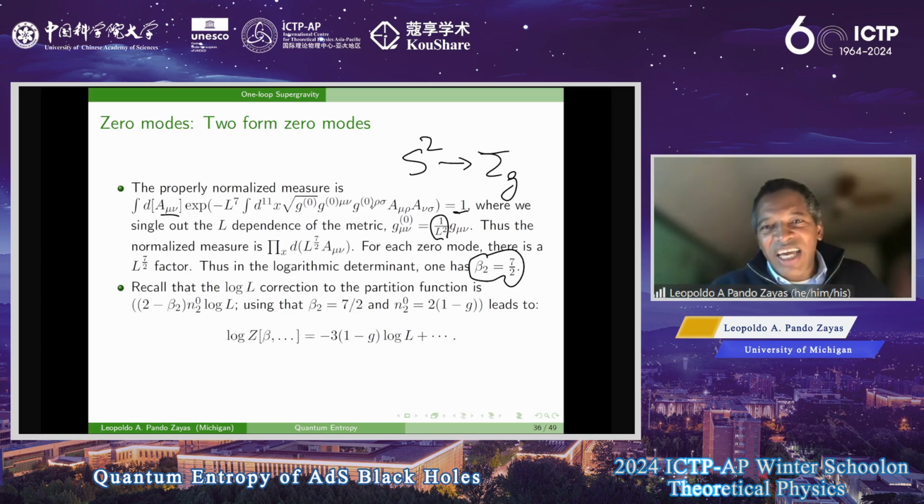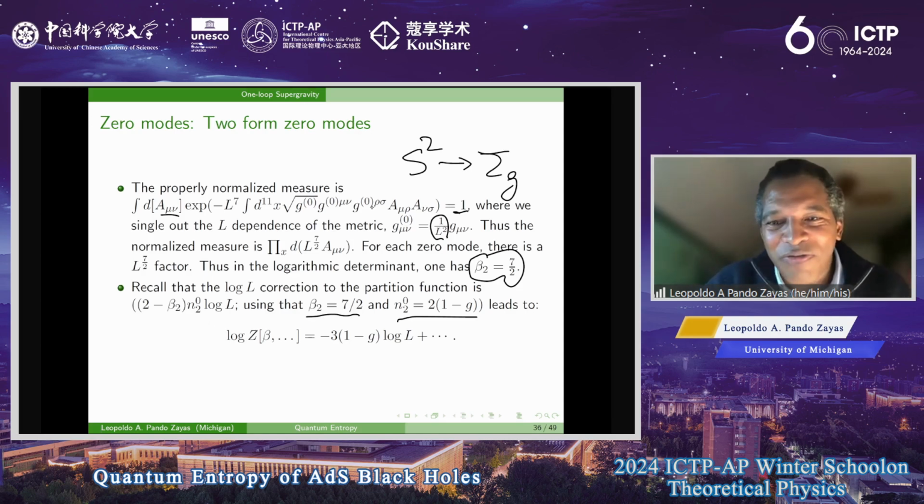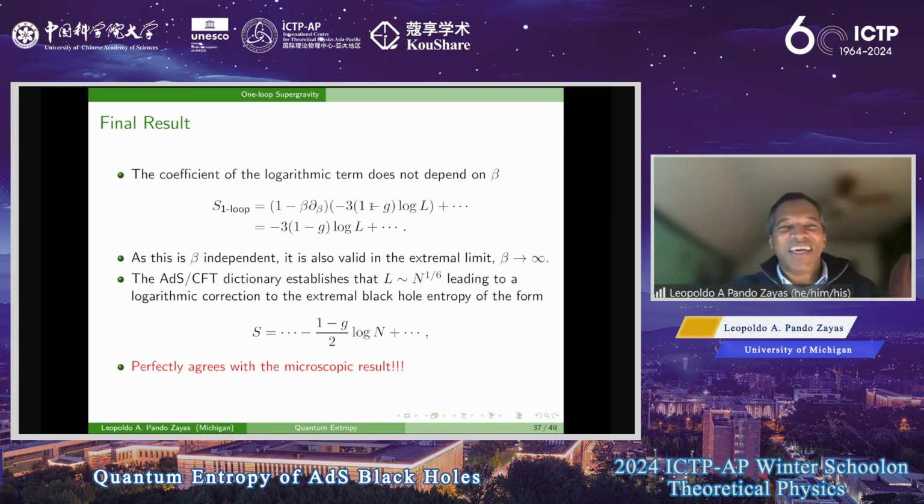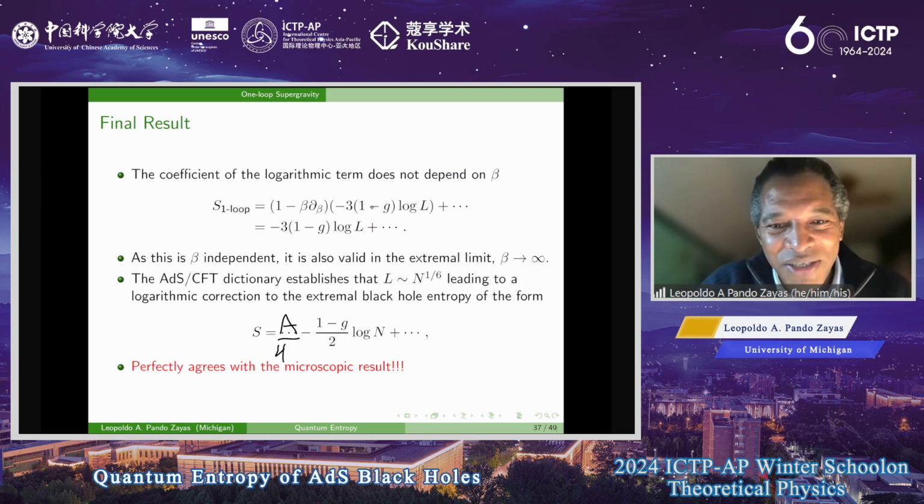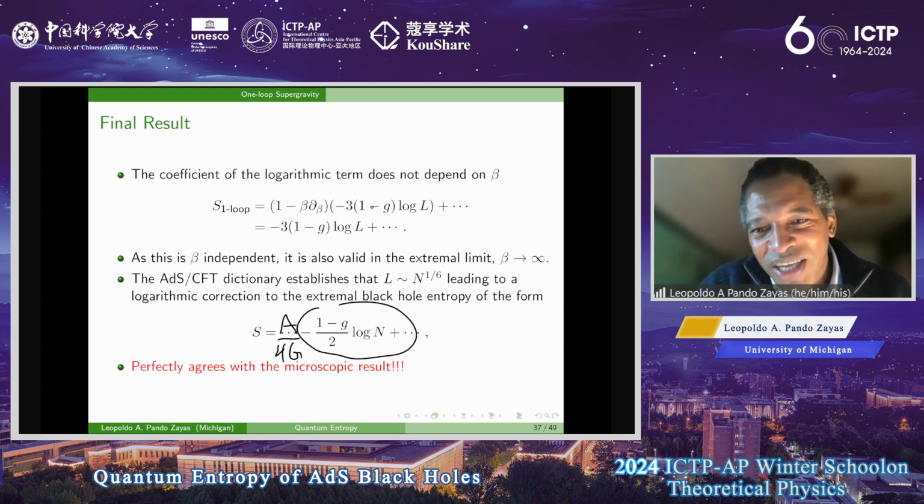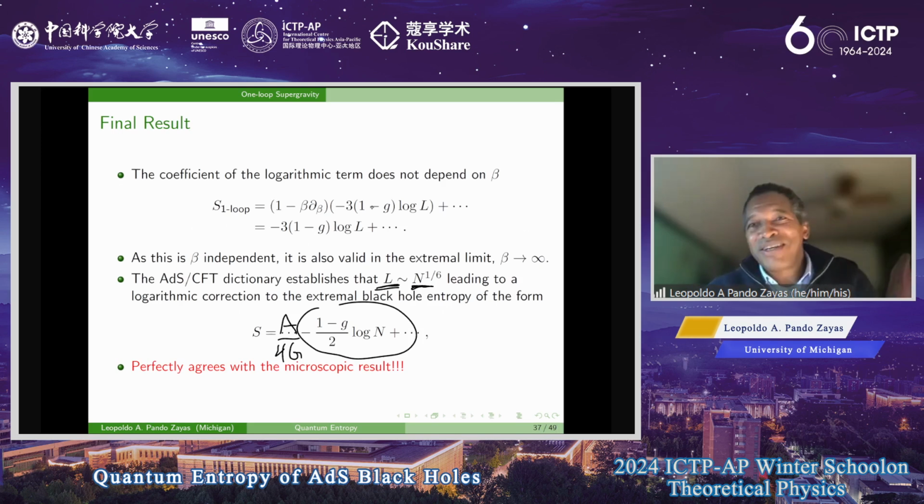And in that case, the number of two-form zero modes is related to the Euler character, as in the slide that I skipped. I also know this beta 2. So if I put everything together, the one-loop contribution to the partition function is given by this term. And that term, once I put it in the formula for the entropy, gives me area divided by 4G, and then the correction. This N is related to the length of AdS4 in this case, but I'm also using the AdS-CFT dictionary to connect it to the field theory rank of the gauge group.